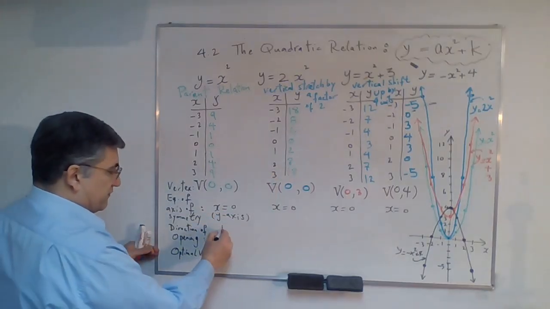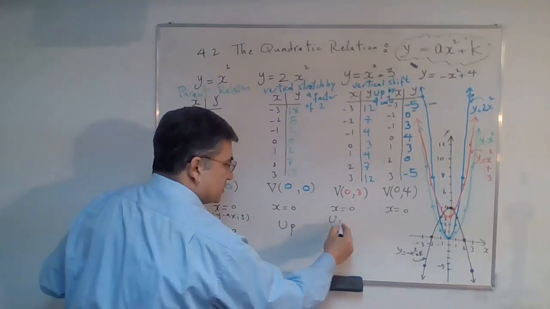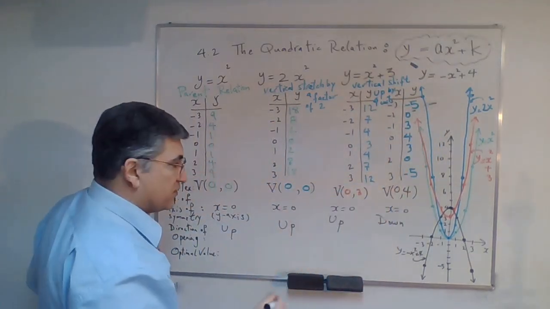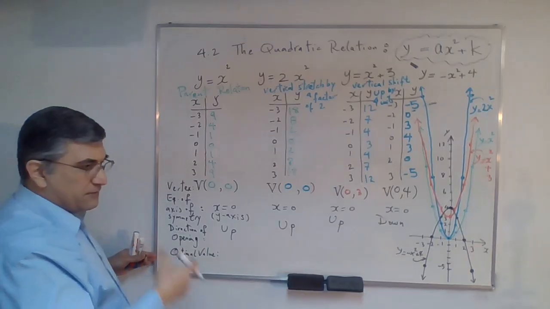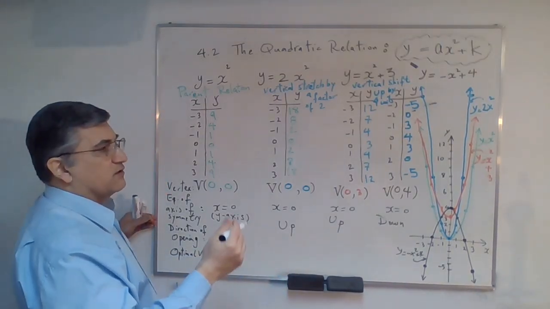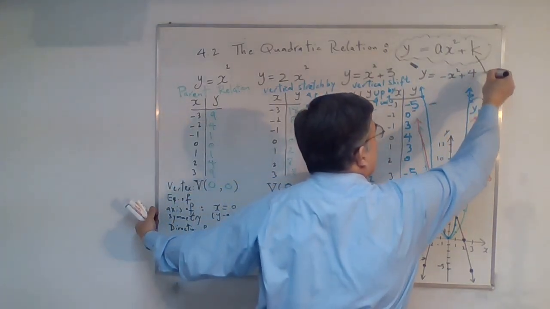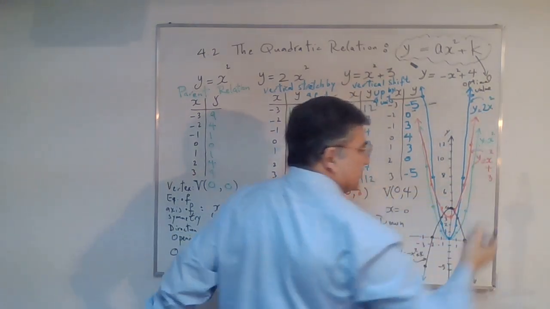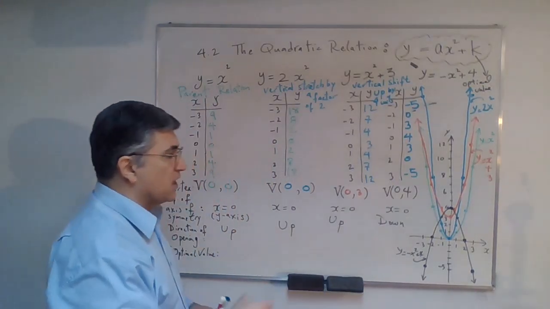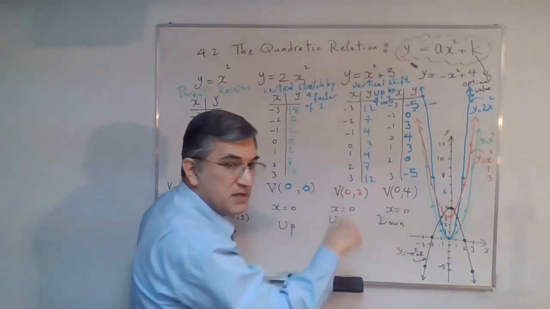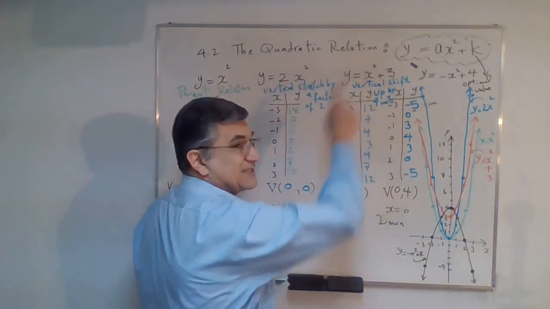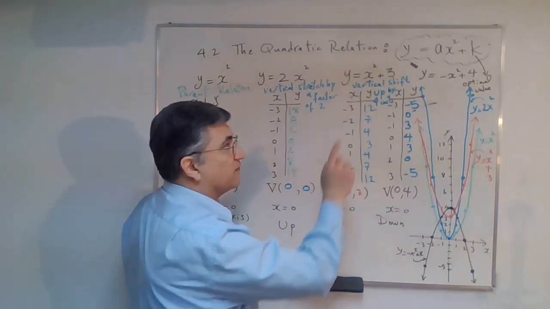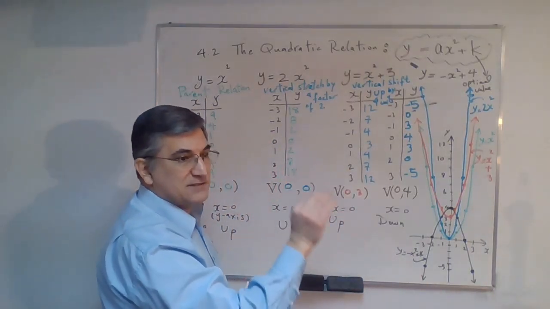Direction of opening for the first one was up, next one is up, this was up, but the last one, because of the value of a, which was a negative number, it was down. Optimal value is actually the y-coordinate of the vertex. So basically this k is called the optimal value. Now what does that mean? Optimal value is actually maximum or minimum value. If the parabola opens upwards, we have a minimum point, the vertex is a minimum, therefore that k is called the minimum value. But if the parabola opens downwards, then the value of k would be called the maximum value, okay?